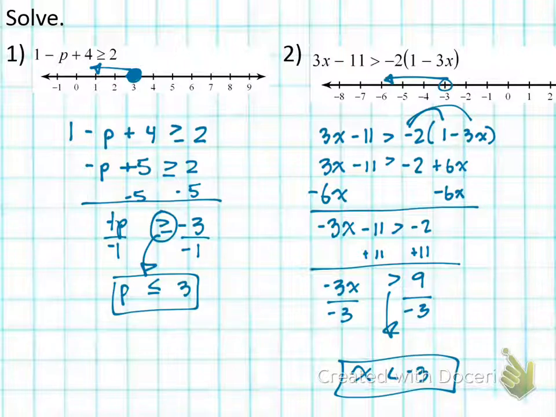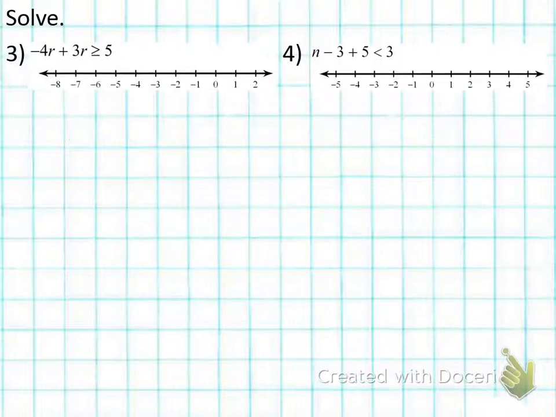Yep, that's it. Okay, so that's how we do it. A little bit more work today because you have to combine like terms, but really it's the same thing as yesterday, just a little bit harder. Okay? I'd like you to do 1 cell 2 is about number 1, 2 cell 1 is about number 2. Ready, set, go. Ready, number 3. Okay, negative 4r plus 3r is greater than or equal to 5, so let's do this one together.